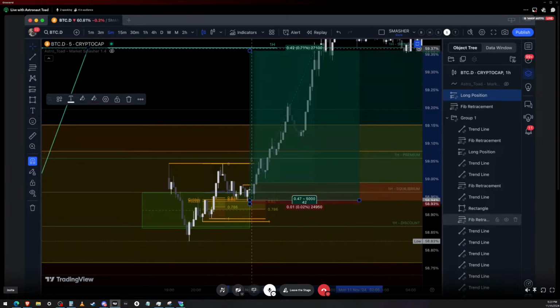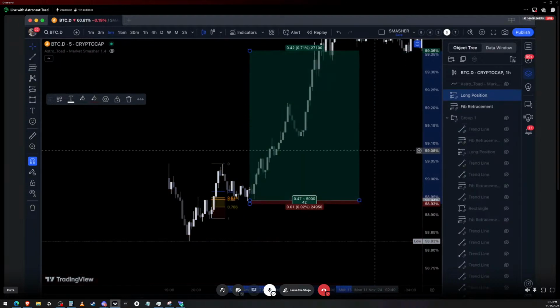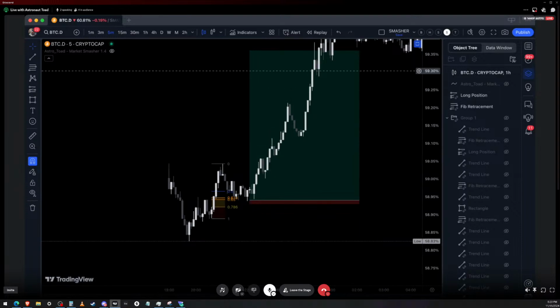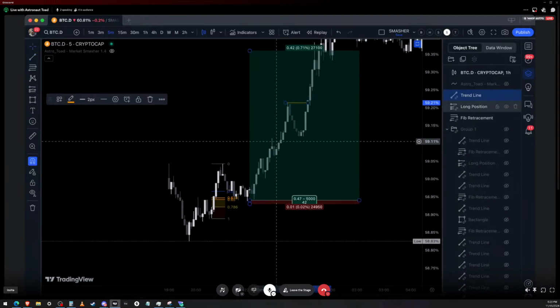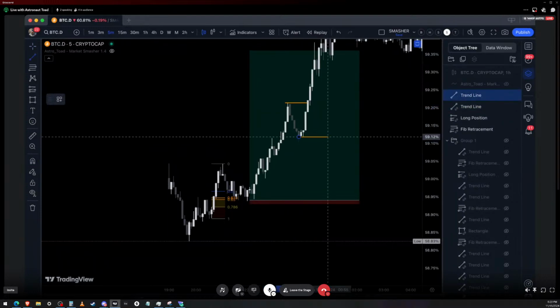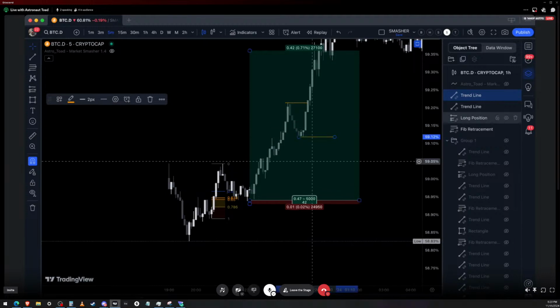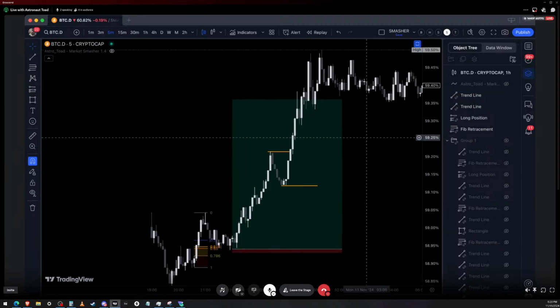You're only going to ride like 10% of your position as a runner that ever gets here. Okay. But that's exactly what you do: you enter like that, you're targeting that high, and then as price pulls back, when price breaks this level here, then you could move your stop loss to below this level. Okay. So you're locking in a lot of profits as price just keeps ripping.